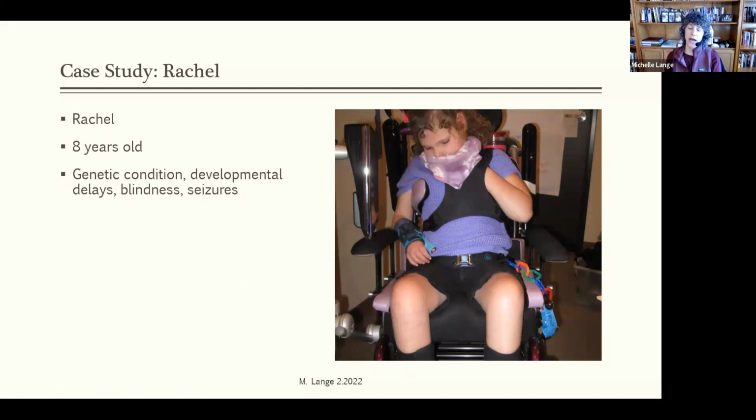So Rachel at the time, at the beginning of this case study, was 8 years old, and she has a genetic condition that results in severe developmental delays, blindness, and a lot of seizure activity. Here she is in her manual wheelchair in her favorite position. She likes to tuck her hand underneath her anterior trunk support and prop her head on her fist. And she really likes covering her mouth with her bandana. She's just all tucked in there and not very responsive when she's in that position.